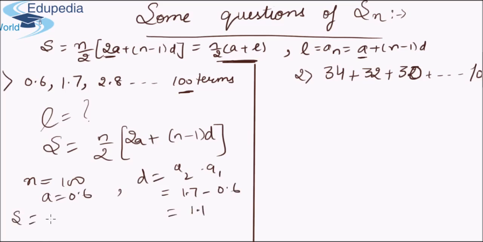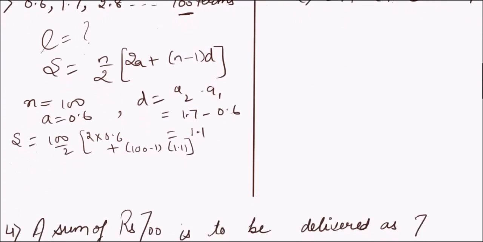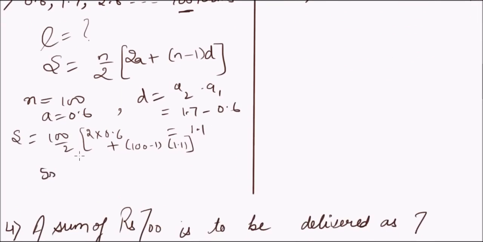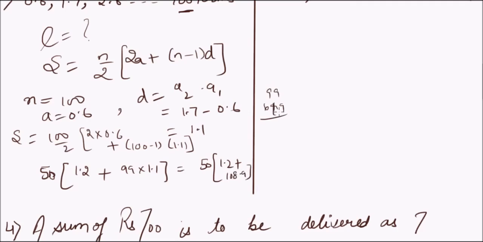Thus s equals 100 over 2 into (2 into 0.6 plus (100 minus 1) into 1.1), which is nothing but 50 into (1.2 plus 99 into 1.1), which is 50 into (1.2 plus 108.9), because 99 into 1.1 is 108.9.